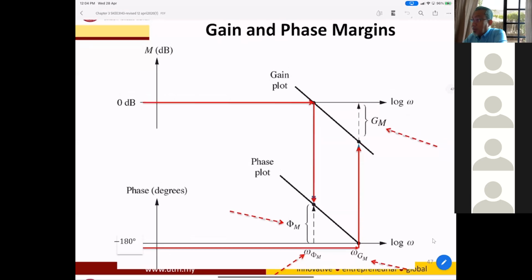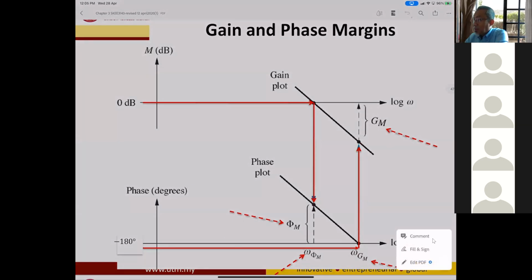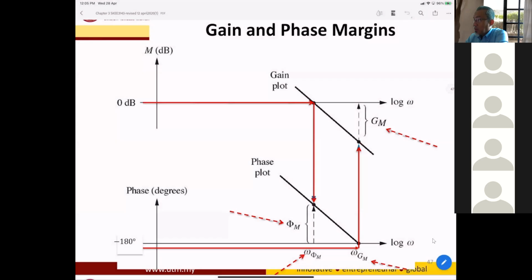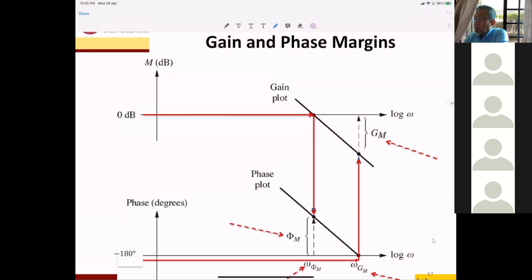We have a gain margin and phase margin concept. So I hope everybody please digest this. Very important, very significant. So gain margin is over here, right? Gain margin is over here, where it occurs at omega GM, the gain margin frequency.